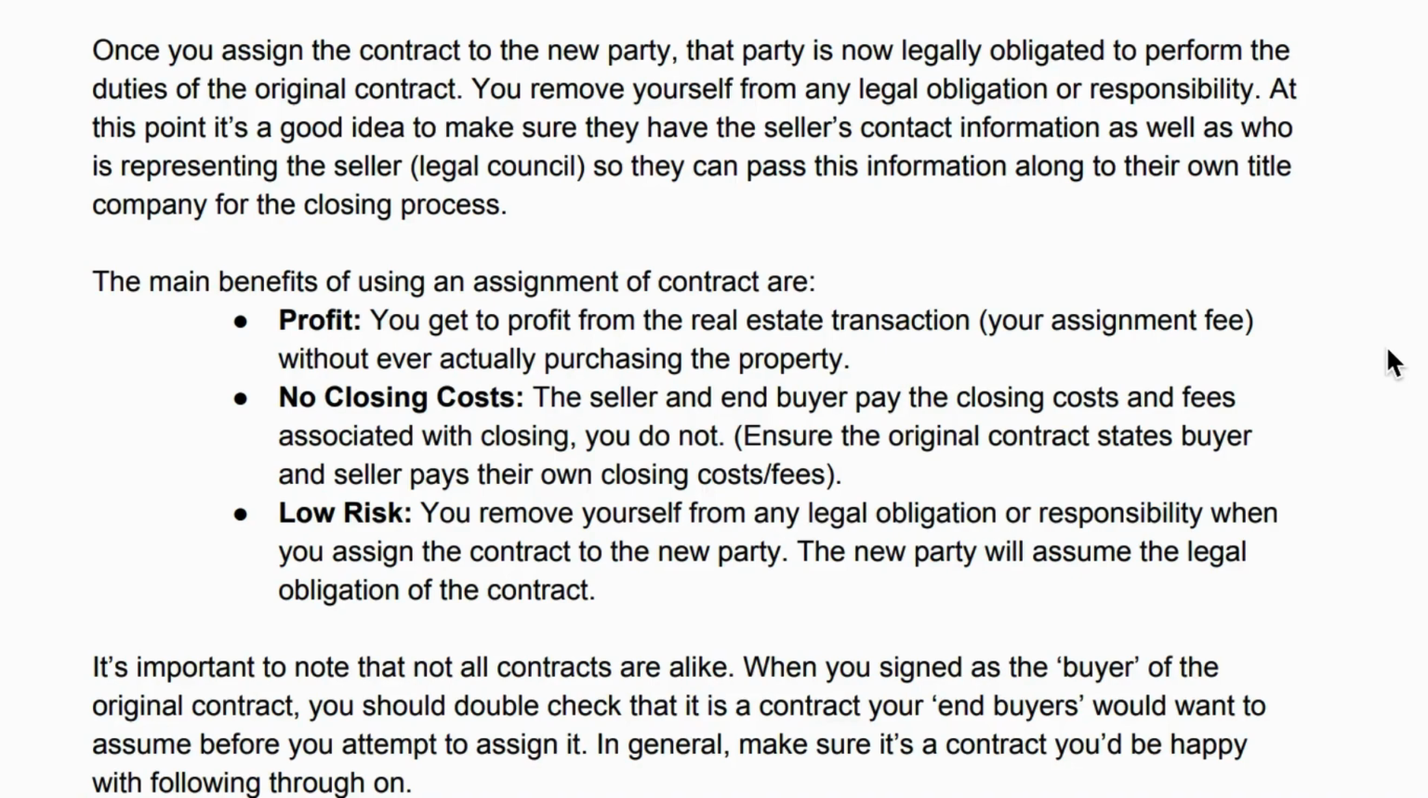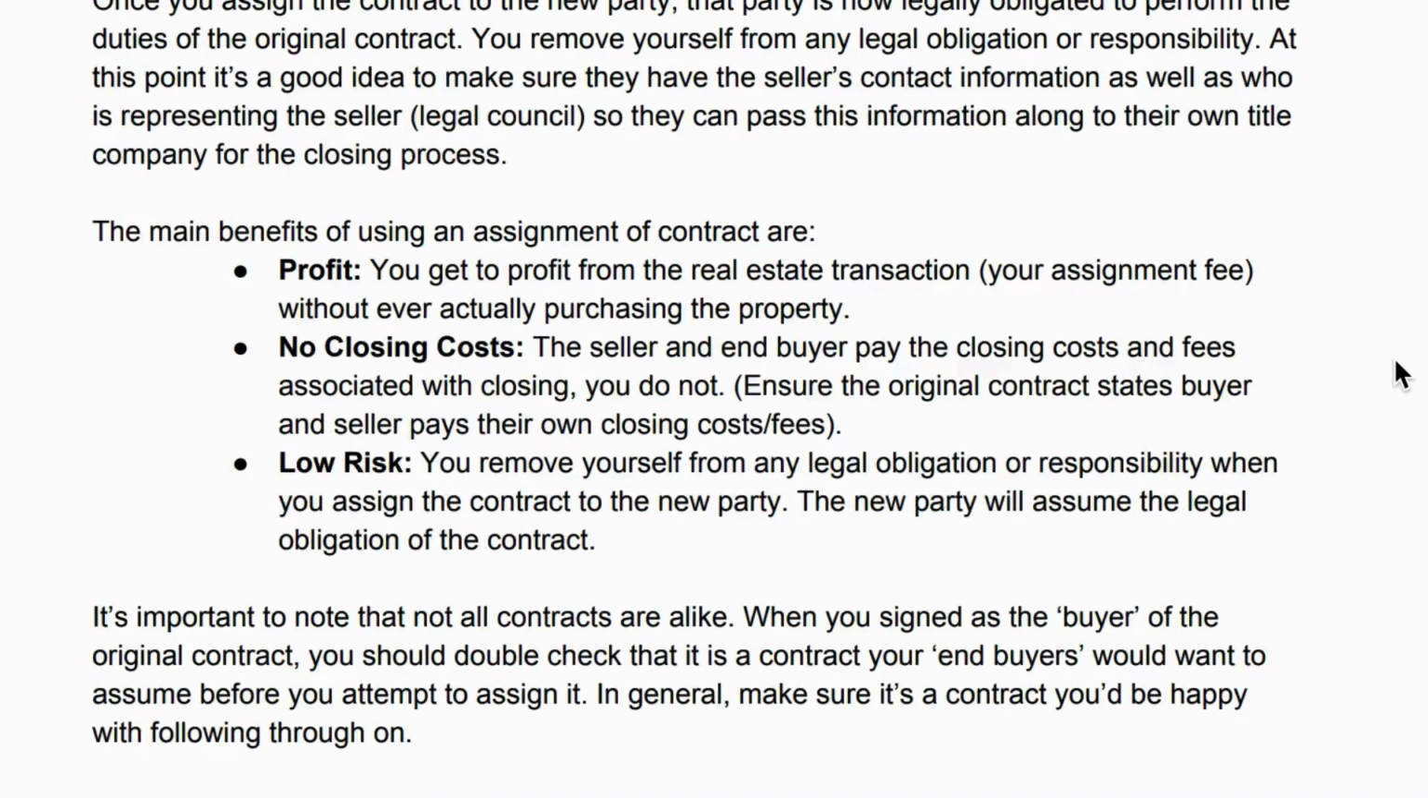And then there's no closing cost. So the seller and end buyer are actually responsible for the closing cost for each of their sides. And you don't have any fees associated with the closing. If you were to double close with two separate contracts, you would then be responsible for closing costs. And also, using an assignment of contract is very low risk because you remove yourself from any legal obligation or responsibility when you assign that contract to the new party. They then assume that legal obligation.